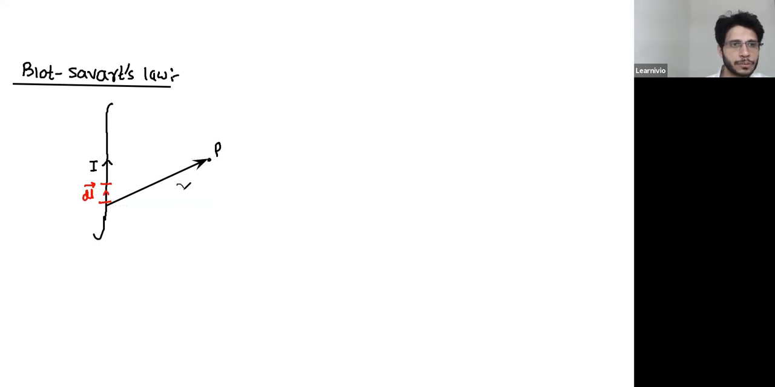So this is the position vector R. This angle is theta. So you have a small current element. Due to that small current element, you're supposed to calculate the magnetic field at point P.